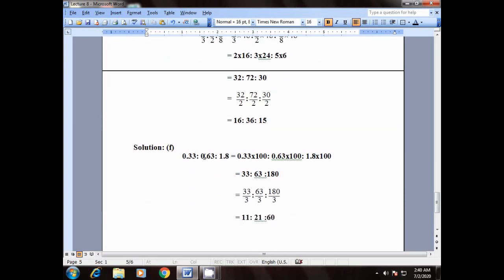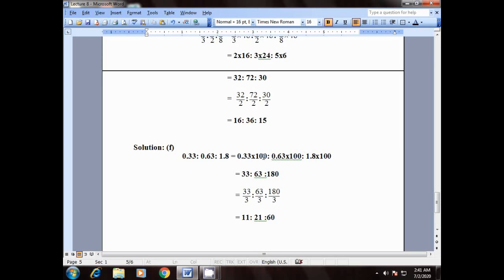Last part from this question number 1. Again, three quantities are given in decimal form. So first of all, we will remove the decimals. For this, we will multiply these three quantities by the same number, 100. First quantity 0.33 multiplied by 100, ratio second quantity 0.63 multiplied by 100, ratio third quantity 1.8 multiplied by 100. Let us take their product.